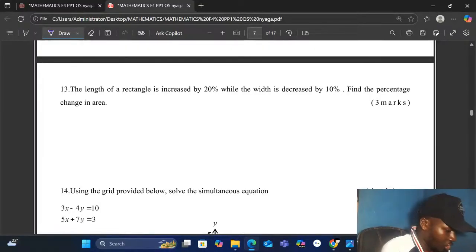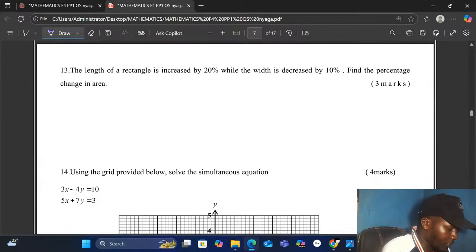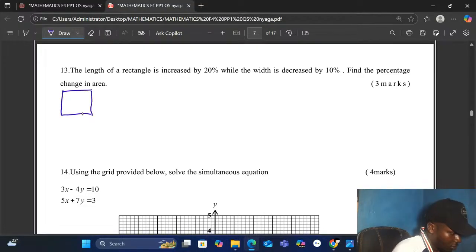Percentage change in the area. Now, we can have a sketch of a rectangle. So you have the length, you have the width. You know that area is given by length times what? Length times width.